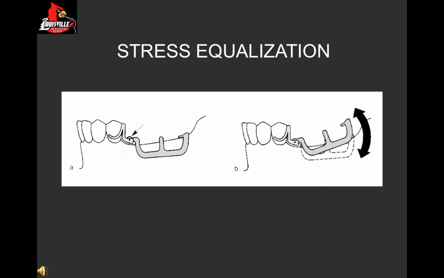Here's an example of a stress reliever, or a hinge, that can be added to the partial denture so that the forces exerted to the denture base do not get transmitted to the abutment teeth. This hinge allows movement of the posterior flange area and reduces any stresses applied to the abutment teeth.